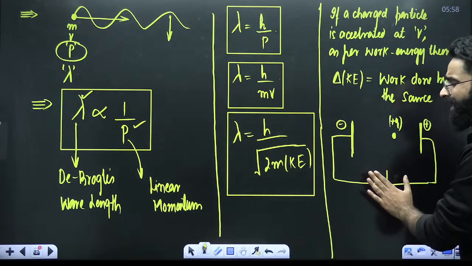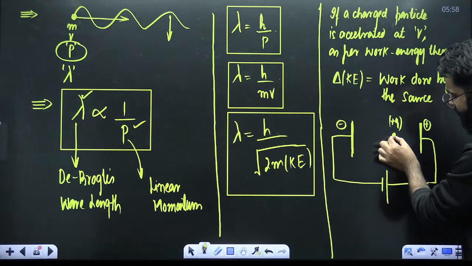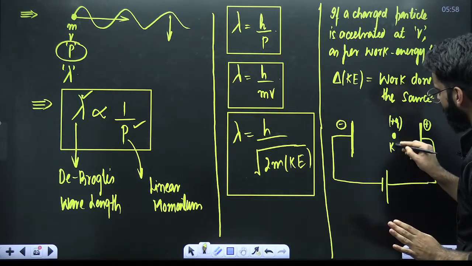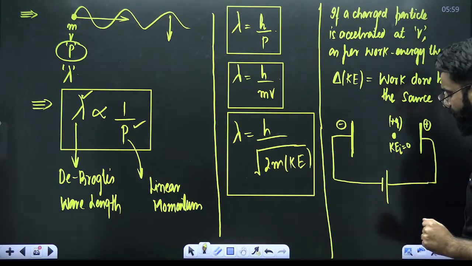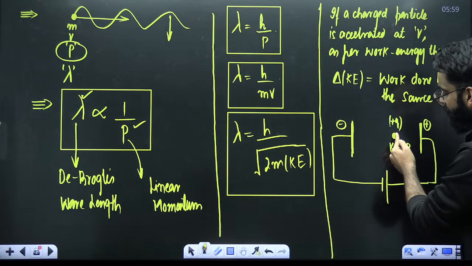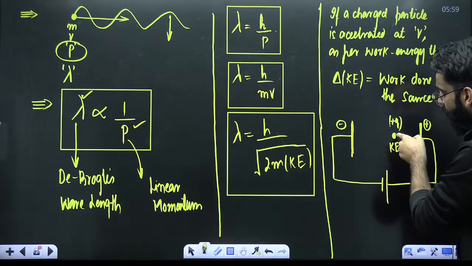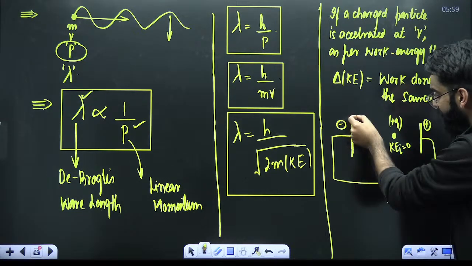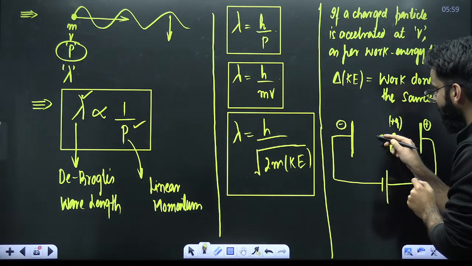Let's assume that the battery is not connected right now. If the battery is not connected, there are no charges on these plates, and this charged particle is at rest, so its initial kinetic energy will be zero. Now, when you turn the battery on, this negatively charged plate is going to attract this positively charged particle towards itself, due to which it attains the kinetic energy, right?